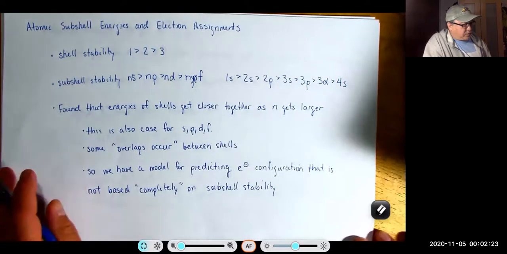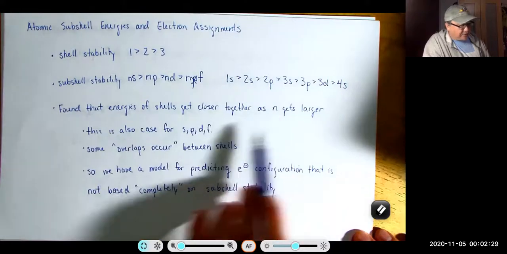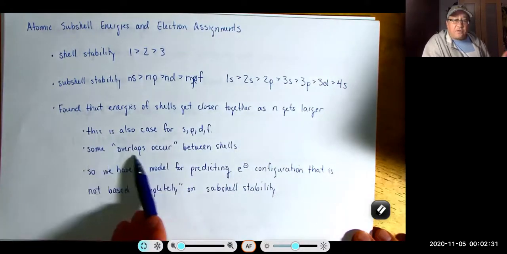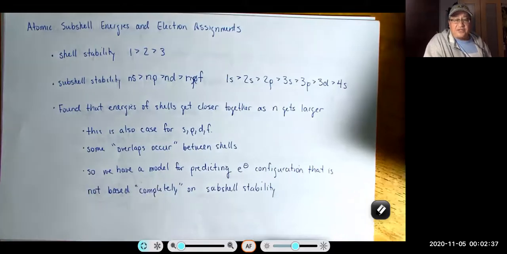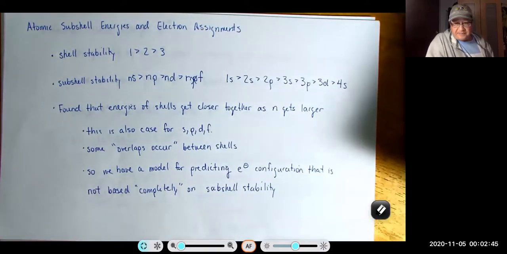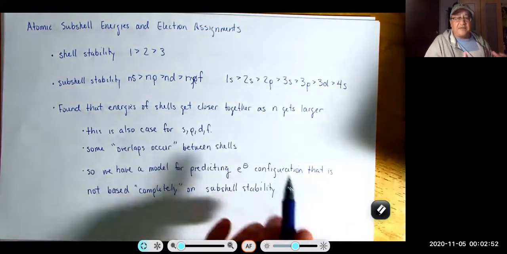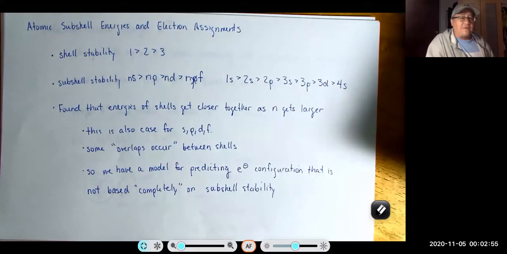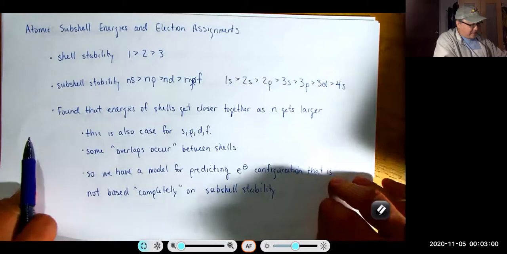Okay, we find that energies of shells get closer together as n gets larger. So this is what I was just talking about, and so there's some overlap that occurs. So we have a model for predicting the electron configuration that is not based completely on subshell stability, but is based on what we find experimentally. So ultimately, we have an idea of what subshell is more stable than the others, but the model for filling them doesn't quite follow the model for stability.